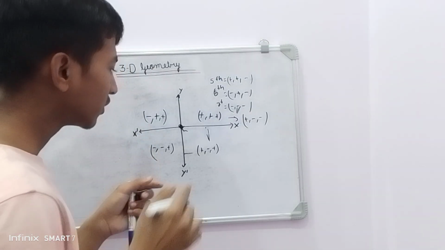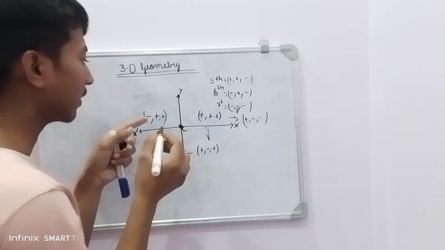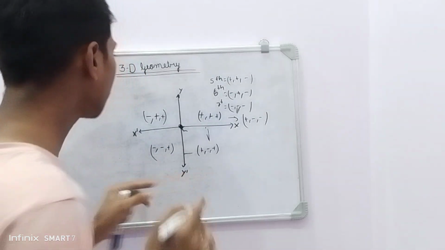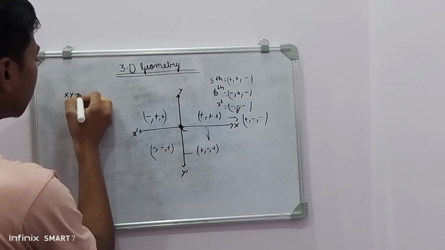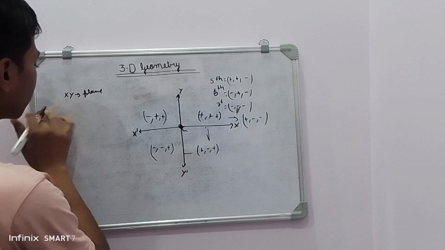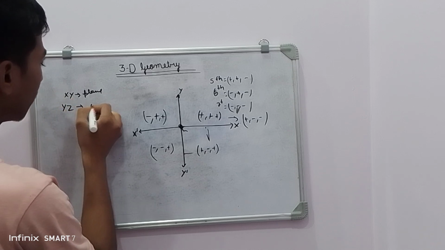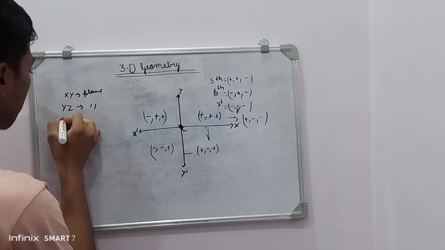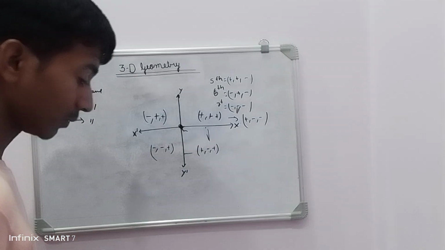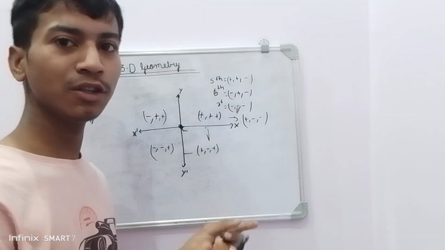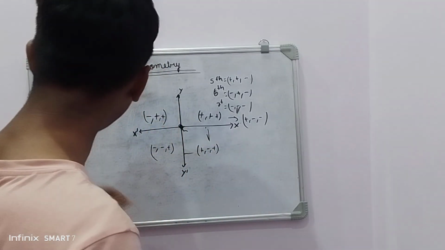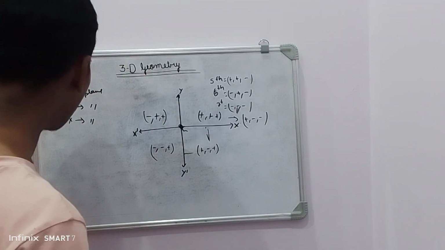So in three-dimensional geometry, we get three planes. One is the xy plane, one is the yz plane, and one is the zx plane. So we get the three planes. In 2D geometry you have only one plane, which is the xy plane. But in 3D geometry you get three planes.